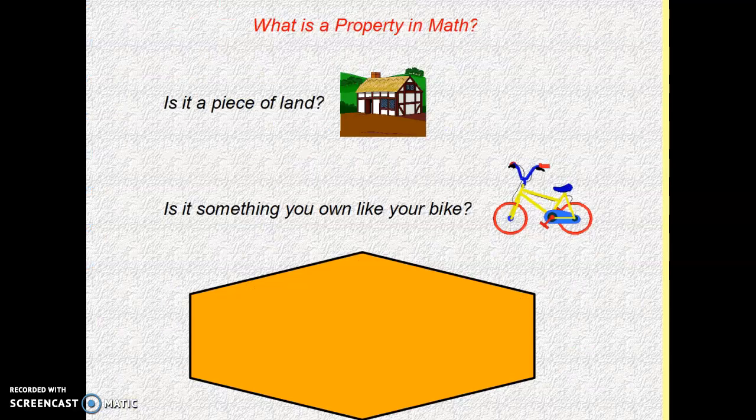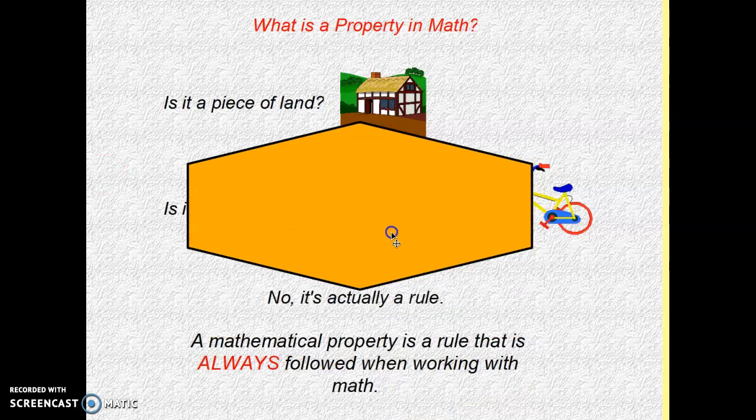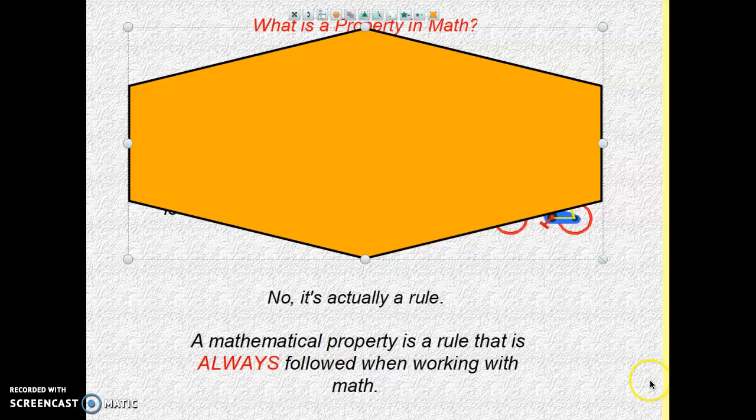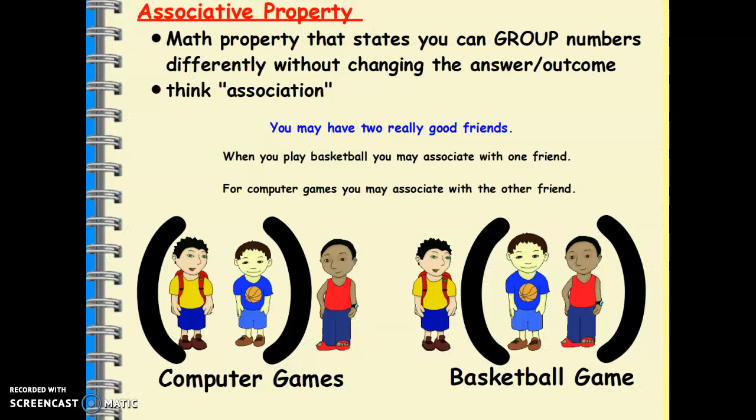So first, let's talk about what is a property in math? Is it a piece of land? Is it something you own like a bike? That's typically where our minds go when we hear the word property. But in math, it's not. It's actually considered to be like a rule. A math property is a rule that's always followed when you're working with math. So it's very important. These concepts are very simple, but they're very important to know when you're working in math.